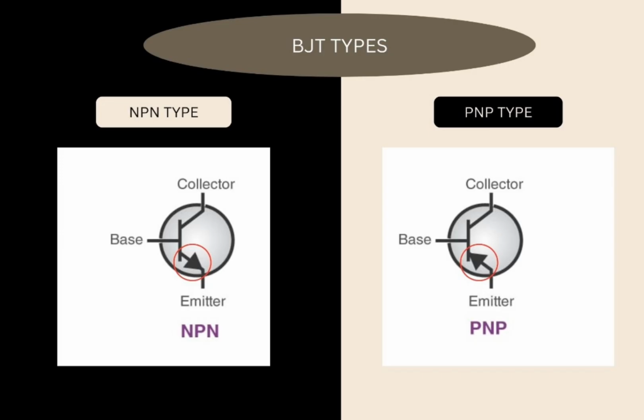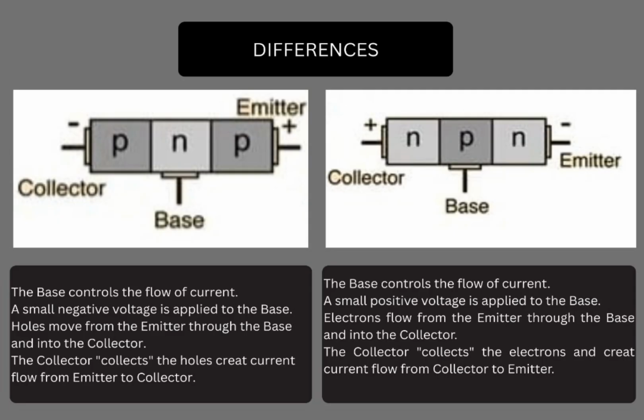Let's find the BJT type, either NPN or PNP. From the schematic symbol, we can easily tell whether it's NPN or PNP just by looking at the arrow. Let's discuss the differences between these two types of BJT. In a PNP type, a small negative voltage is applied to the base. Because it starts with P, positive, holes move from the emitter to the base and into the collector. Then the collector collects the holes, creating current flow from emitter to collector.